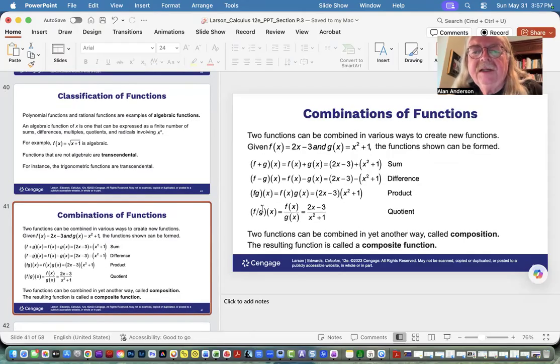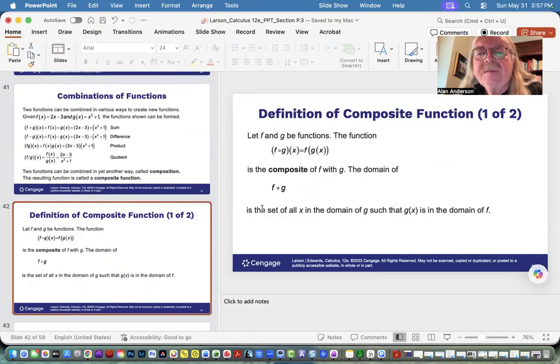Now, here we can certainly combine functions in the way that we combine constants. We can add them, subtract them, multiply them, and divide them. So there's nothing really mysterious here. What is a little bit more involved is this notion of composite functions. All right, so what is that all about?